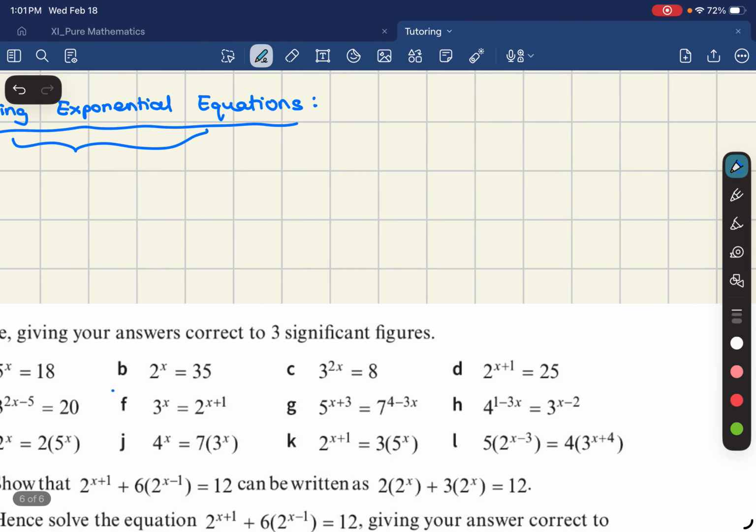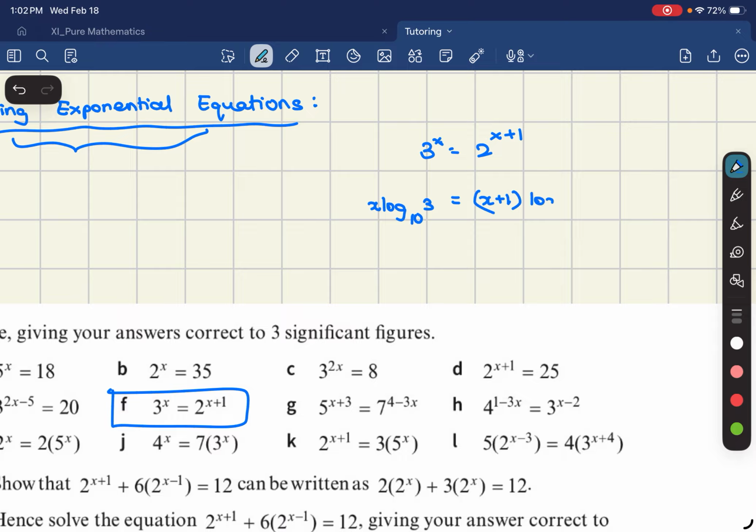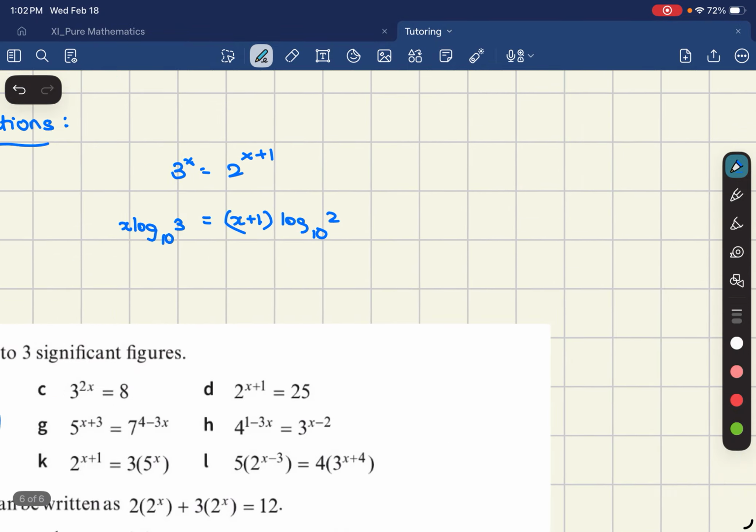So let's try this one. 3^x is equal to 2^(x plus 1). Well, that's going to give me x log base 10 of 3 equal to (x plus 1) log base 10 of 2. I'm doing these very quickly now.